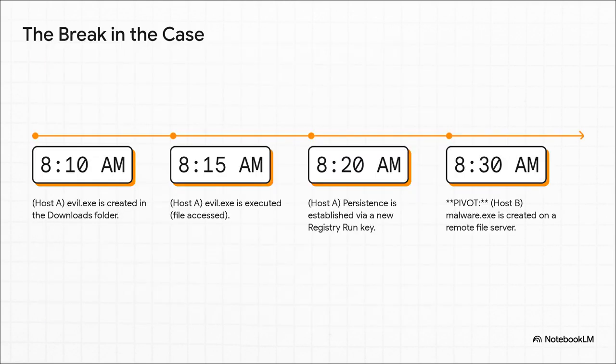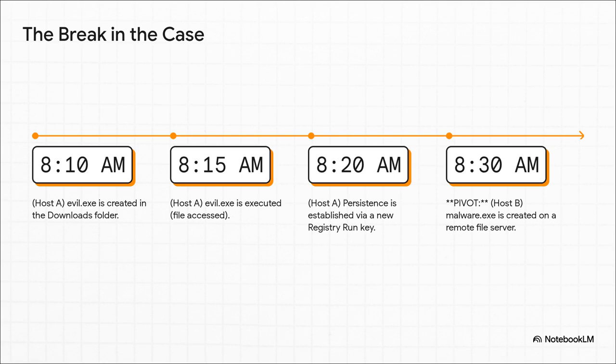Let's just walk through a classic example. So on our timeline, we see the attacker's first moves on what we'll call host A. At 8:10, a malicious file is created. At 8:15 it is executed. Just a few minutes later, at 8:20, it sets up shop to make sure it can survive a reboot. Standard stuff.